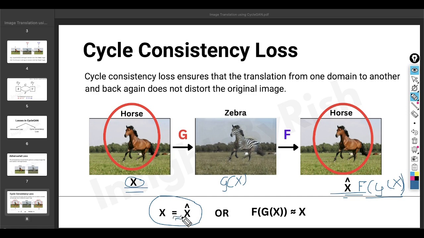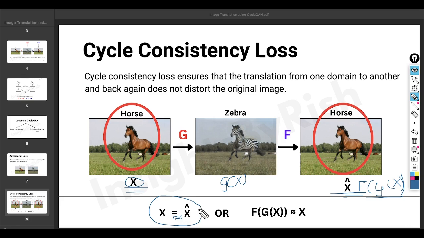Now here the cycle consistency loss comes into picture. Whenever we are trying to compare the reconstructed image with the original image to analyze how well our model is performing, there the cycle consistency loss comes into picture. So whenever we are just comparing the original images with the generated images, there we make use of adversarial loss, and when we are comparing the reconstructed images with the original images, then we make use of cycle consistency loss.